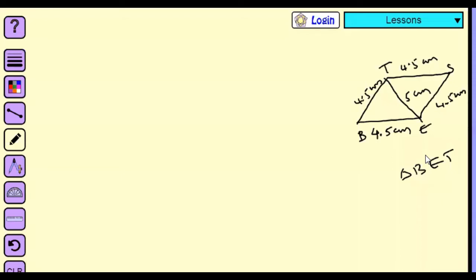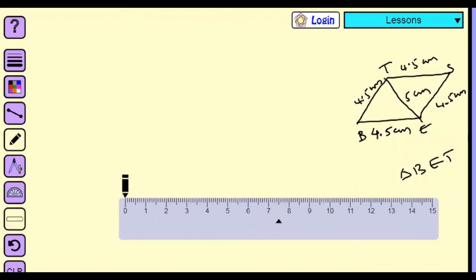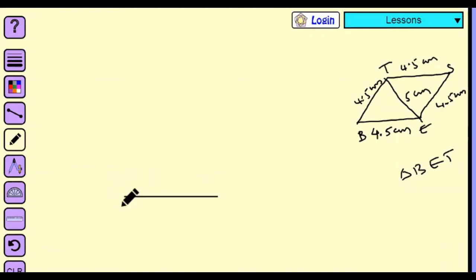So draw a line segment BE with a length of 4.5 centimeters with the help of a ruler, and label the vertices B and E and the measurement 4.5 centimeters. Now, to locate the point T, draw an arc with center B and radius 4.5 centimeters. Again draw another arc with center E and radius 5 centimeters.